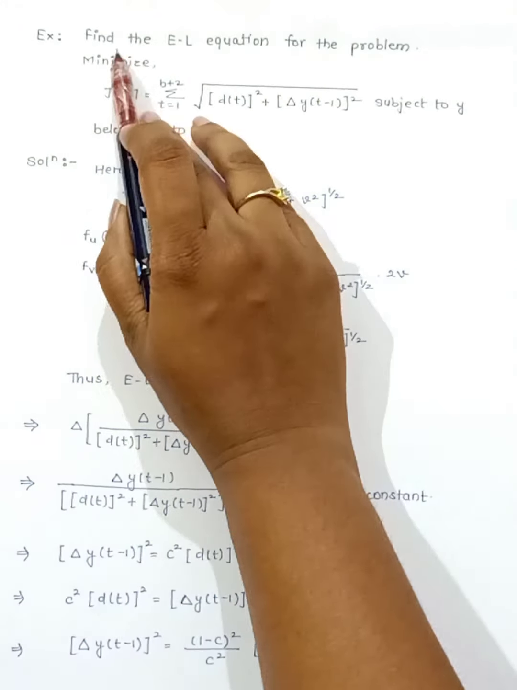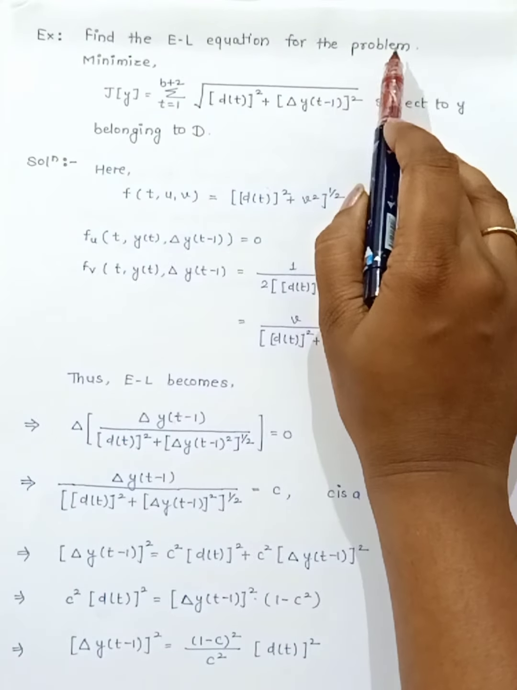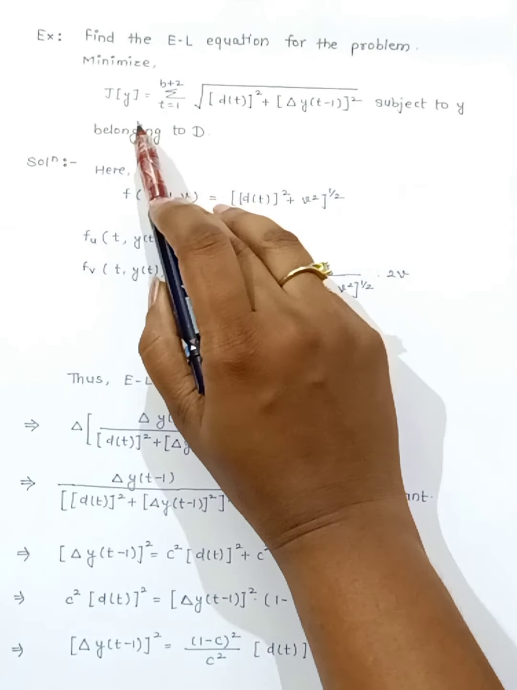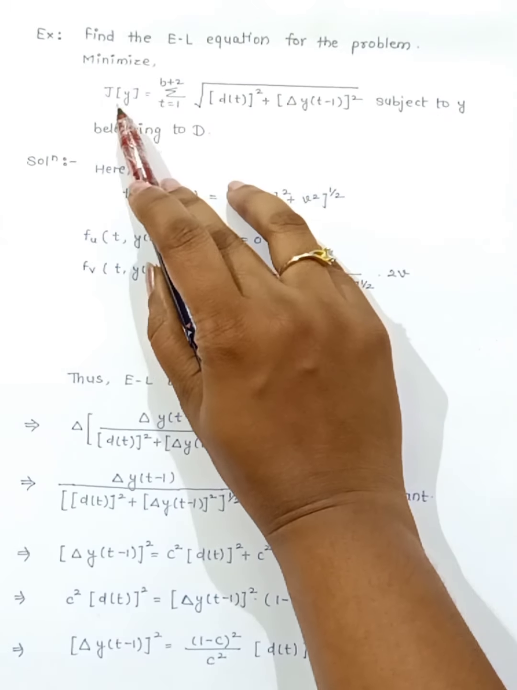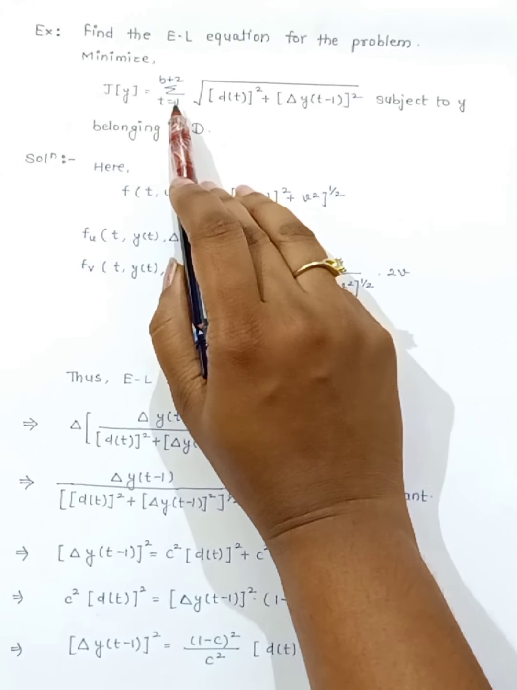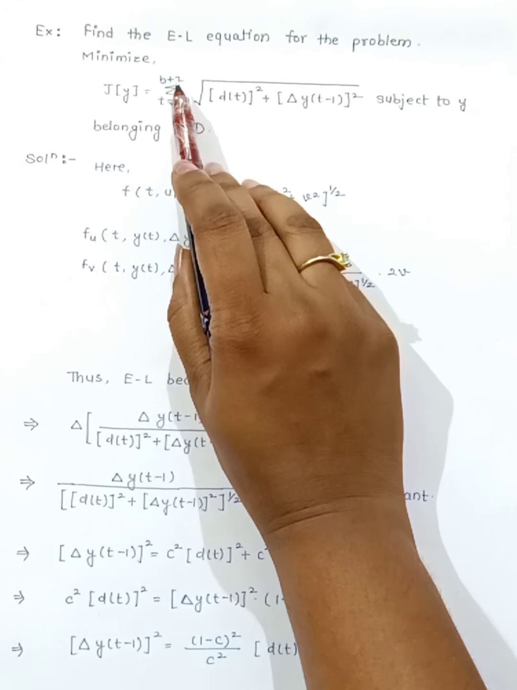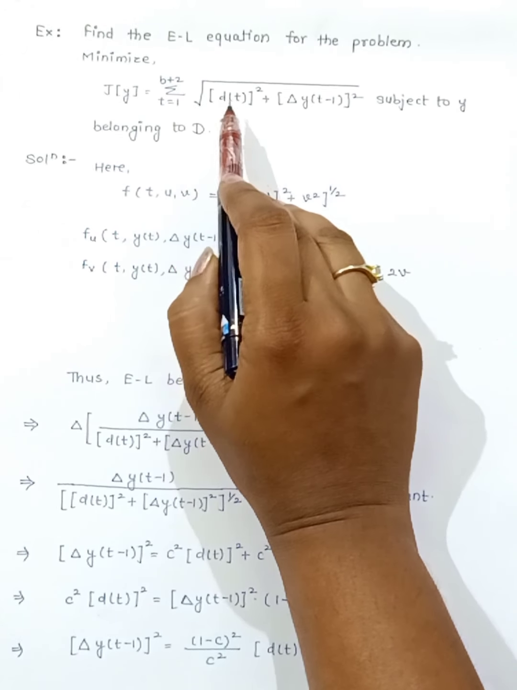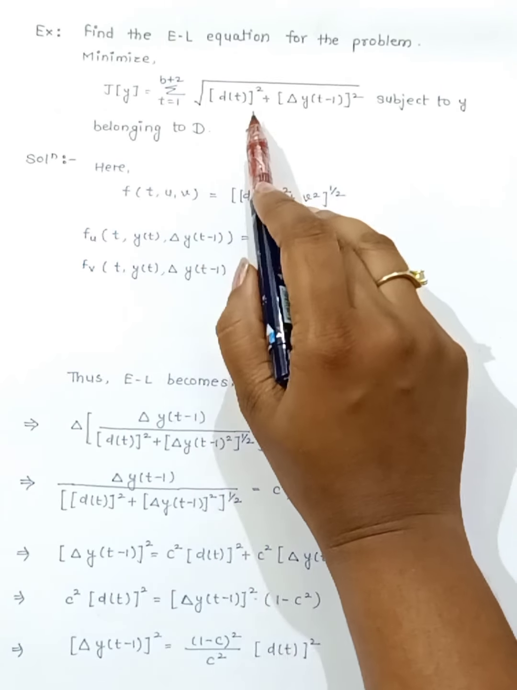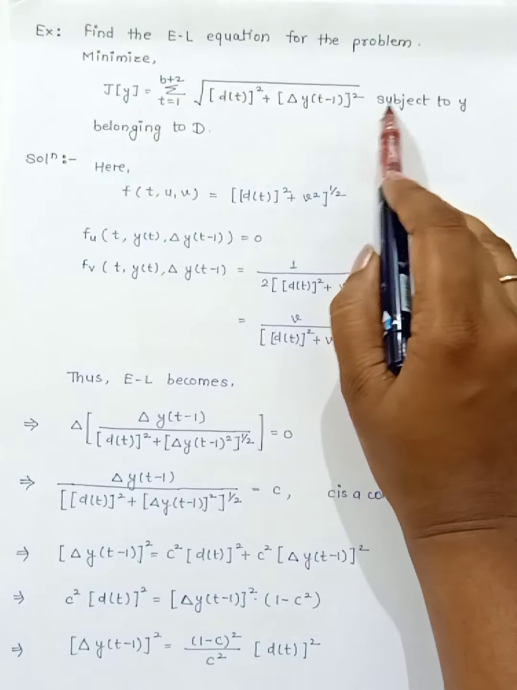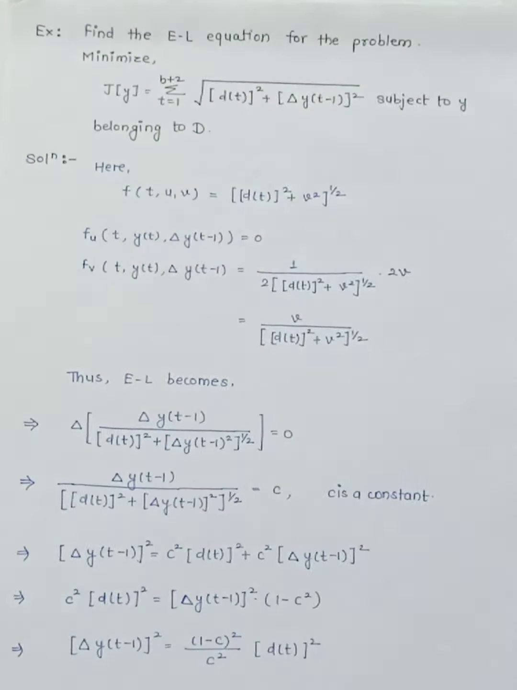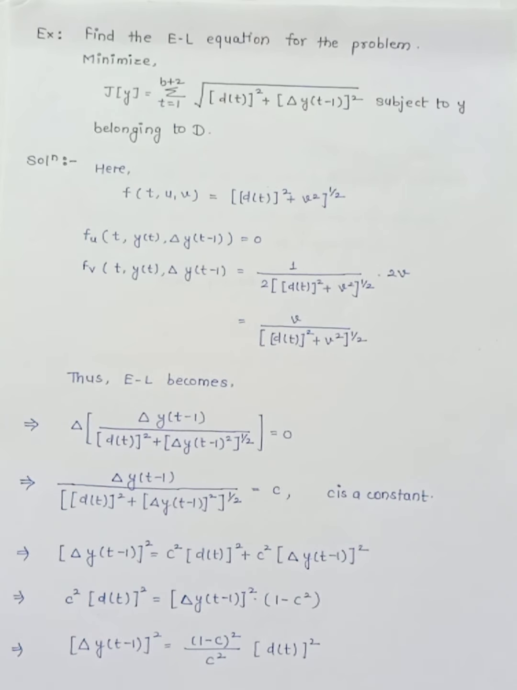So the question is: find the EL equation for the problem. Minimize. So we have to find the EL equation for the minimize problem, that is J(y) equals summation from t equals 1 to b + 2 of the root of t² + (Δy(t−1))², subject to y belonging to capital D. So we have to find the EL equation for the given example.